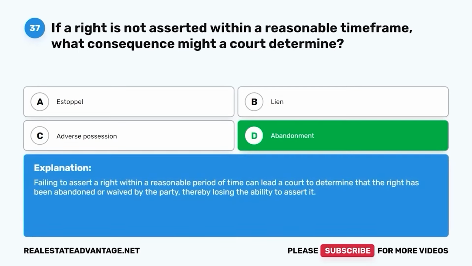Failing to assert a right within a reasonable period of time can lead a court to determine that the right has been abandoned or waived by the party, thereby losing the ability to assert it.